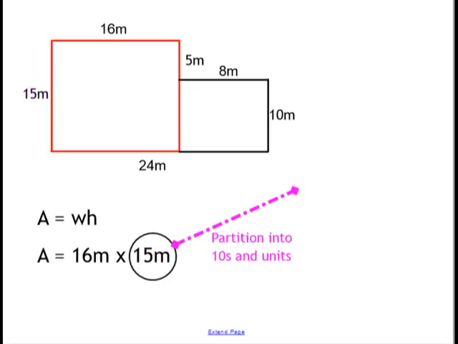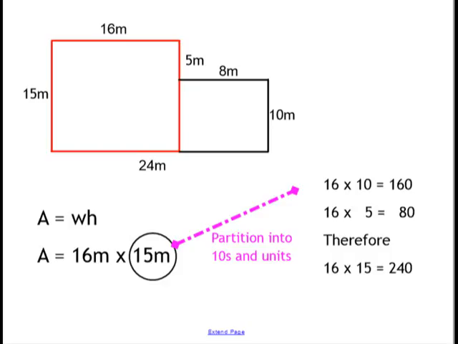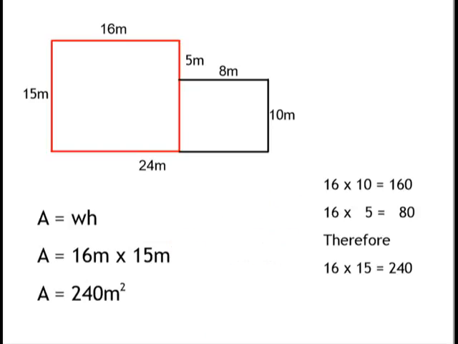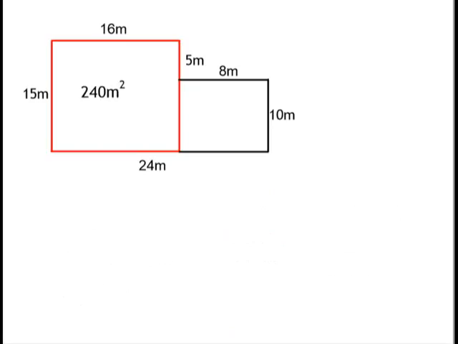Now my 16 times table is pretty dodgy, so I'm going to partition my 15 into tens and units to make my life easier. So I'm going to do 16 times 10, and I'm going to do 16 times 5, and then I'm going to add them together. So 16 times 10 is easy, 160. 16 times 5, well that must be half of 16 times 10, so 160 divided by 2 is 80. Therefore 16 times 15 is 240. So the area of my left hand rectangle is 240 metres squared.